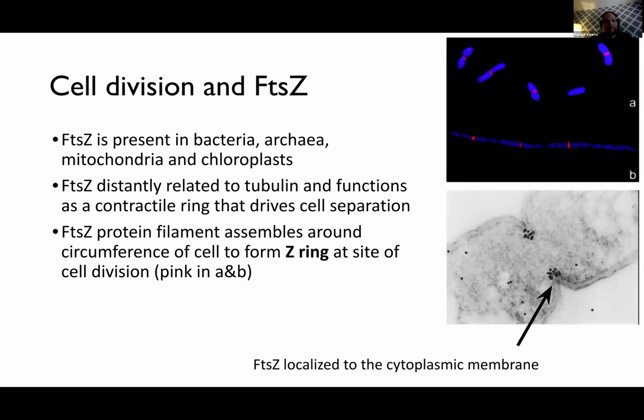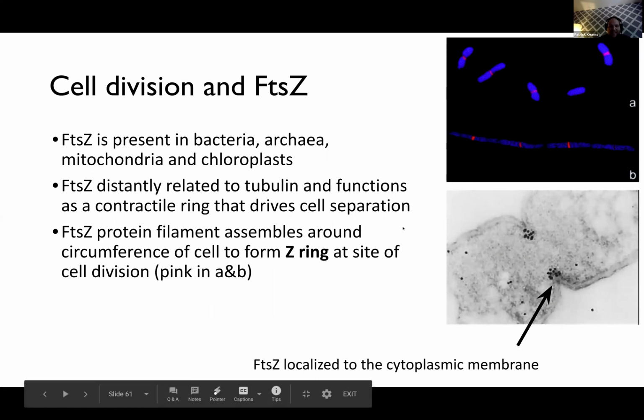So the way mitochondria and chloroplasts actually divide in the cellular cycle for eukaryotes is exactly the way we're going to talk about here. Just as a note, if your memory is a little fuzzy from intro bio about cellular division in eukaryotes, just know that chloroplasts and mitochondria do replicate independently of the cellular cycle. But FtsZ, as we mentioned, is distantly related to tubulin and does function as a contractive ring that drives the cellular separation.